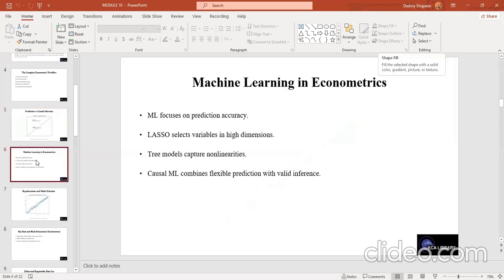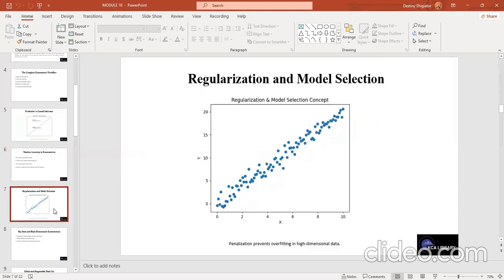Let's look at machine learning in economics. What does it do? Machine learning focuses on prediction accuracy. Lasso selects variables in high dimensions. Tree models capture non-linearity. Causal ML combines flexible prediction with valid inference, regularization, and model specification. This is the diagrammatic representation.